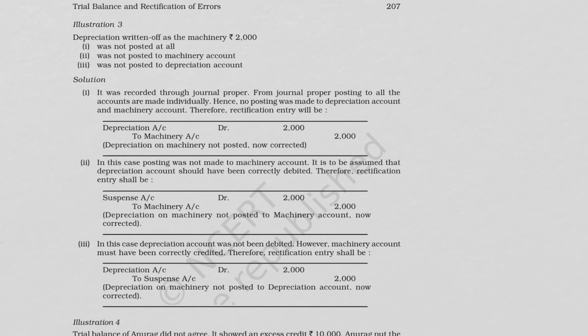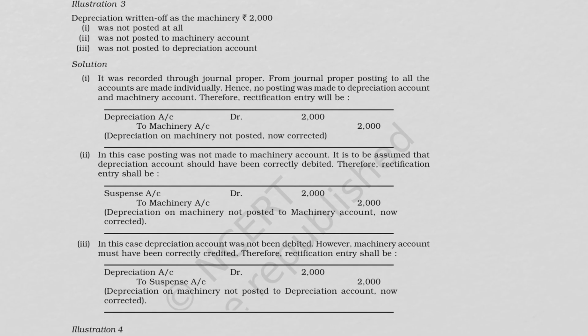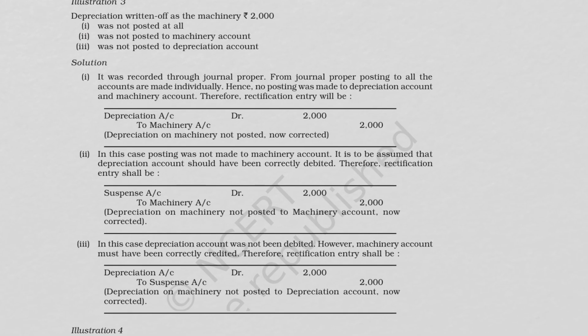Next, we have depreciation written off on the machinery, rupees 2,000. It was not posted at all. So the depreciation account should have been debited by 2,000 and since depreciation is there, the asset value of machinery would reduce. So machinery account credit 2,000. So it was not posted at all, then we'll just post this entry.